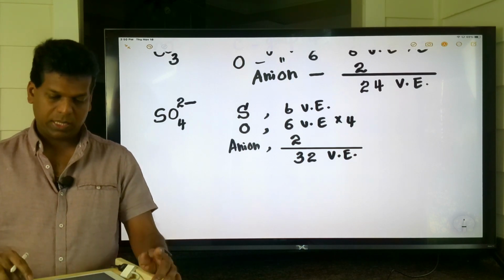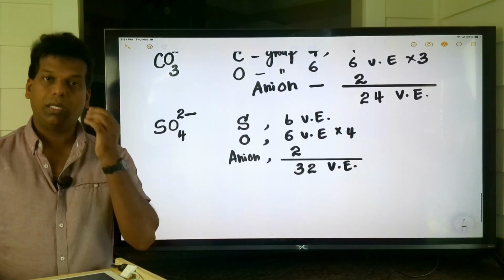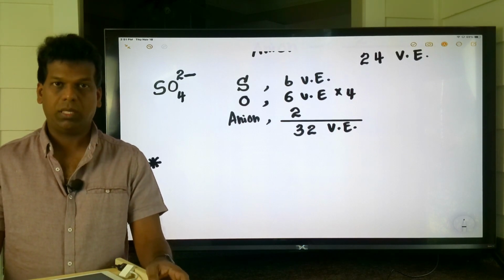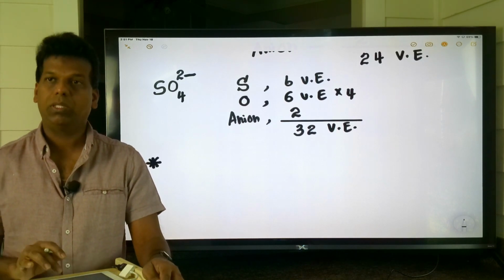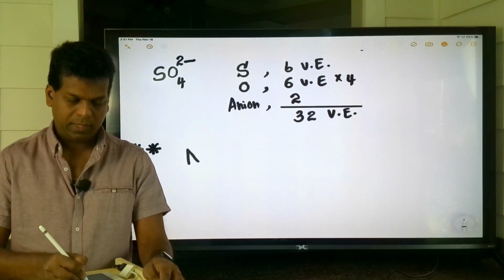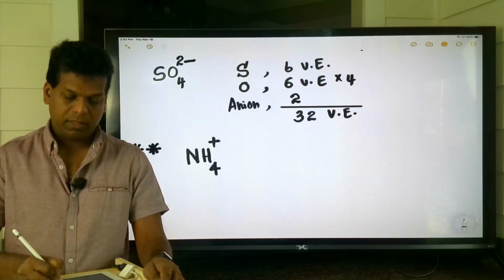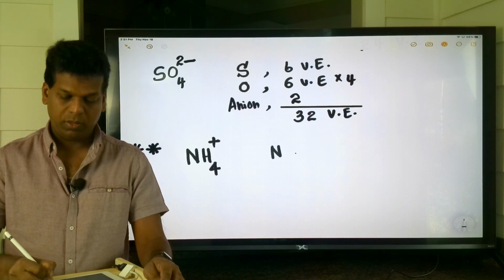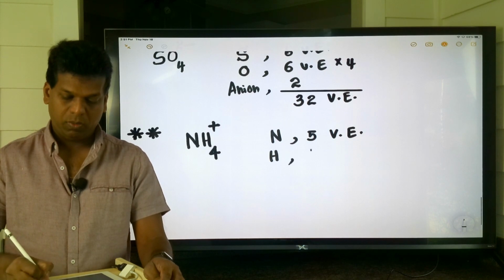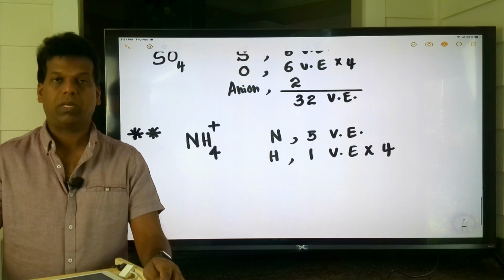So far we discussed neutral molecules and negatively charged ions. Let's look at positively charged ions. If the ion is positively charged, how are we going to do the electron count? Let me take an example like this, say the ammonium ion, NH4+. In this case, nitrogen is in group 5, 5 valence electrons. Hydrogen is in group 1, 1 valence electron, and there are 4 hydrogens, so times 4.